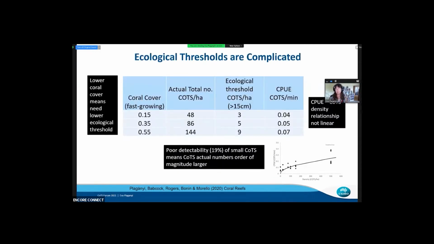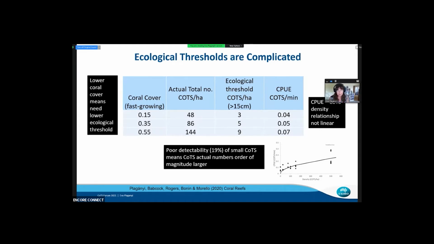It's really that these ecological thresholds are complicated. And this is why Cameron was saying there's scope to improve how we use these in our decision rules. The first thing is that with different coral cover, the threshold changes. So your threshold is going to change based just on the actual cover. It's also going to change based on what kind of corals you've got.